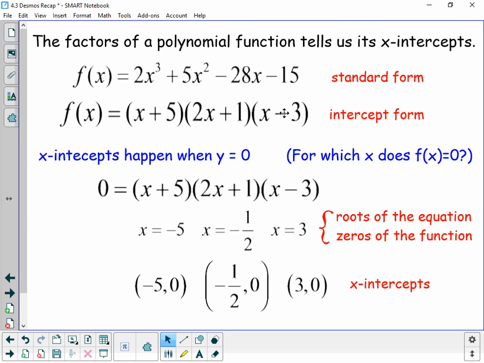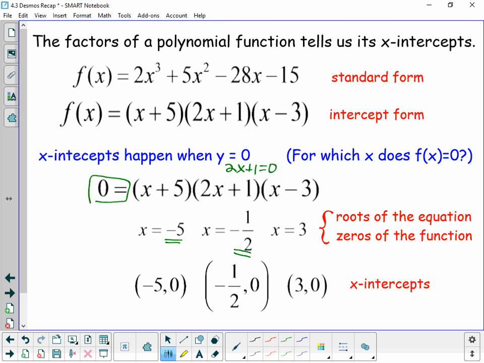So the x-intercepts of a function happen when the y value, or the value of the function, is equal to 0. So if we want to know the x-intercepts, we're asking ourselves, for which x does the function equal 0? So you can see here I have this function set equal to 0. And that tells me that the x values for those x-intercepts are -5, -1/2. Again, that comes from solving the equation 2x plus 1 is equal to 0. So you solve that for x, you would subtract the 1 and then divide by 2. And then this final intercept has a 0 at x equals 3.